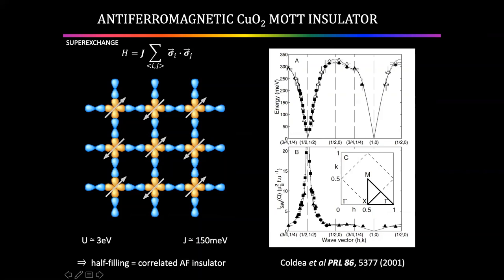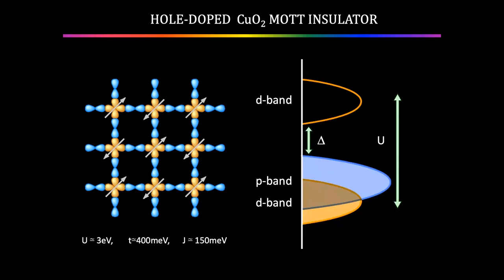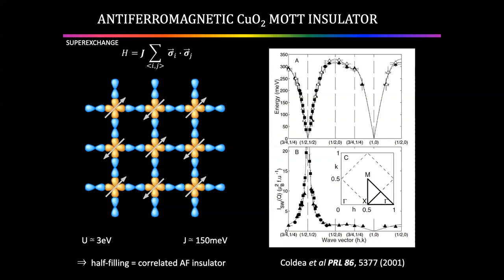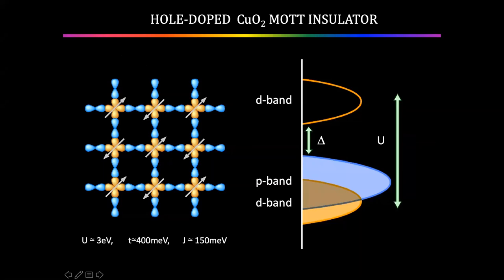Okay, but now let's think of hole doping. This is obviously not a superconductor. It's a high gap insulator. We want to turn it into a superconductor. That's done by doping with holes. So to dope the holes into this system, you need to remove an electron.